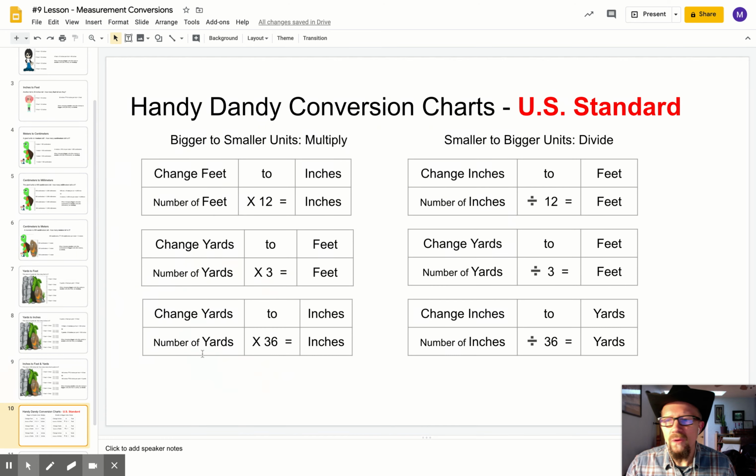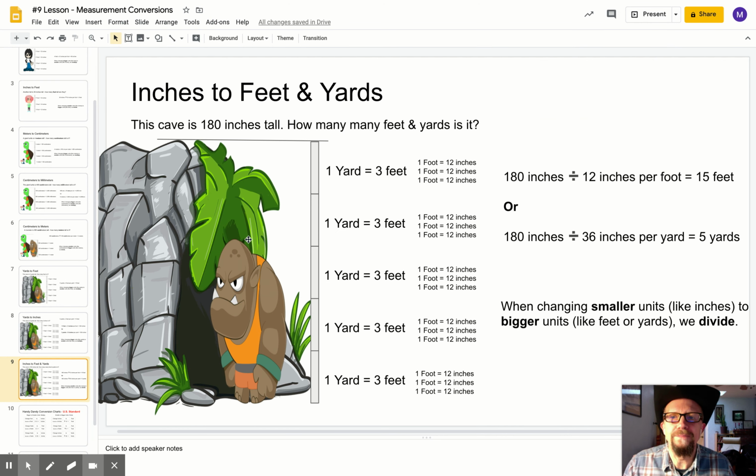All right. Whoa. Where to go? Where to go? There we are. Now we know it's 180 inches tall. How do you get back to feet and yards? Well, you got to divide. You can divide that 180 inches by 12, get back to 15 feet. Or you could divide that 180 inches by 36, because there's 36 inches in a yard. That gets you back to 5 yards.